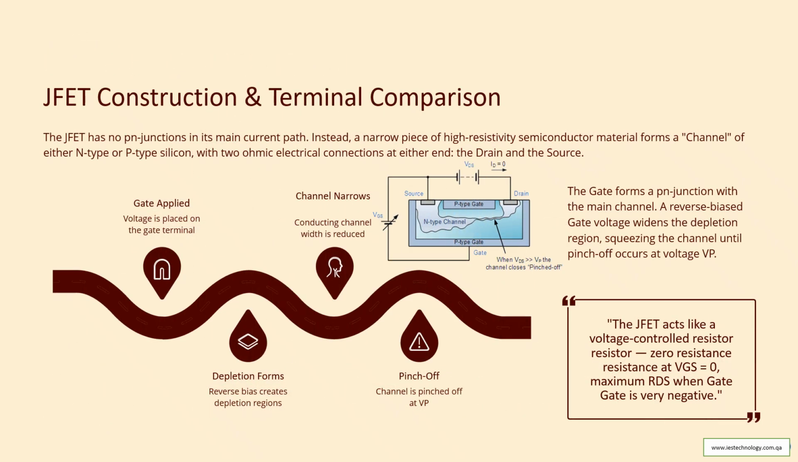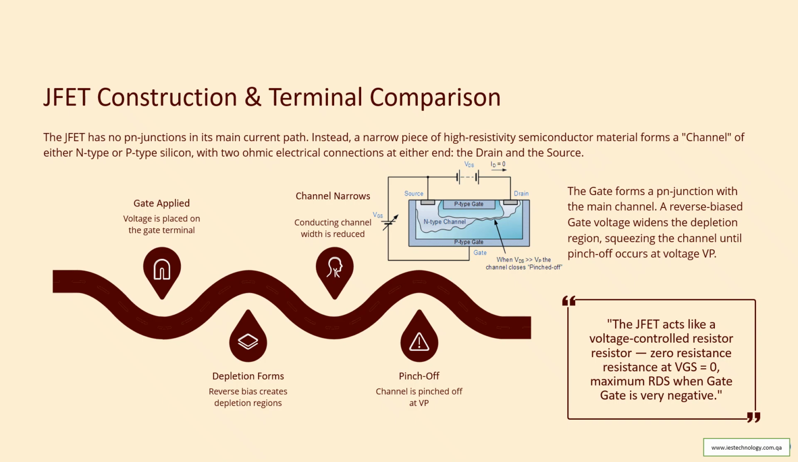JFET construction and terminal comparison. The JFET has no PN junctions in its main current path. Instead, a narrow piece of high-resistivity semiconductor material forms a channel of either N-type or P-type silicon, with 2 ohmic electrical connections at either end, the drain and the source.